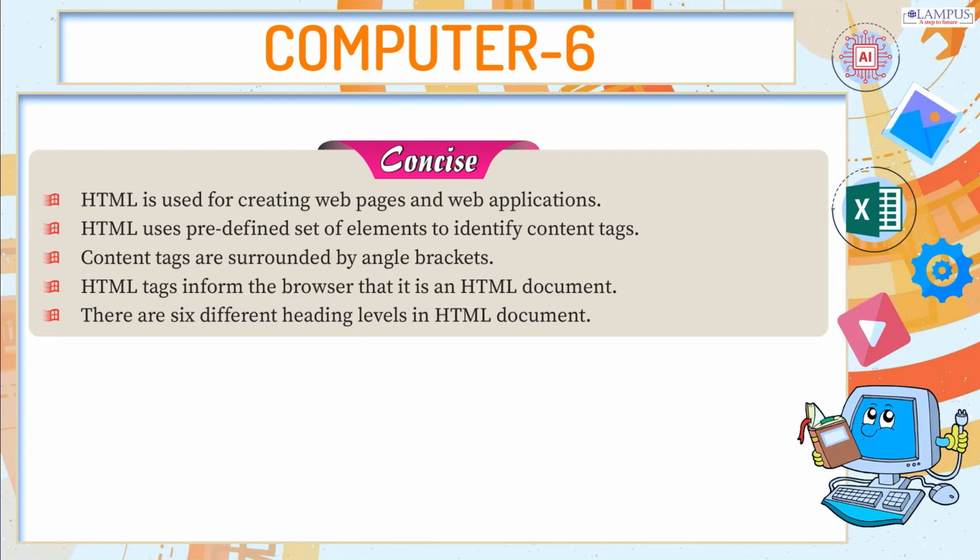Concise. HTML is used for creating web pages and web applications. HTML uses a predefined set of elements to identify content tags. Content tags are surrounded by angle brackets. HTML tags inform the browser that it is an HTML document. There are 6 different heading levels in an HTML document.